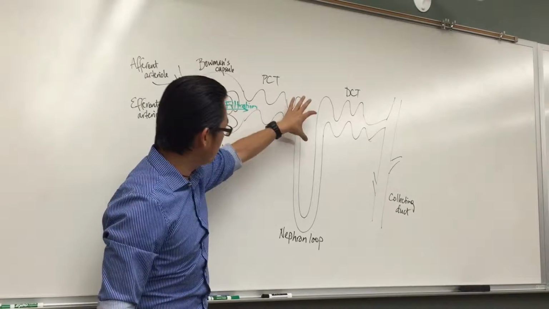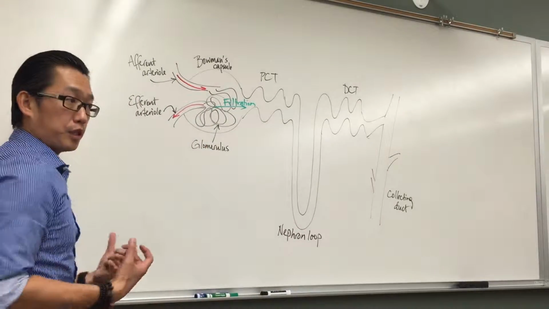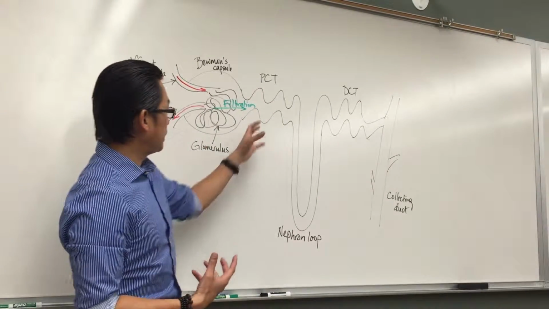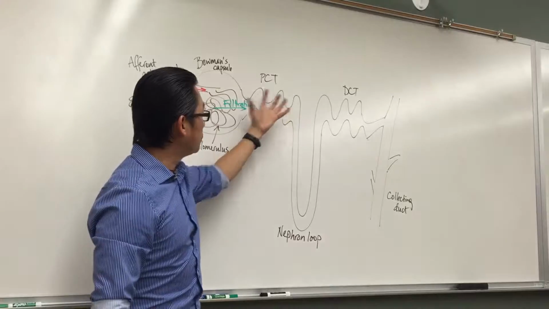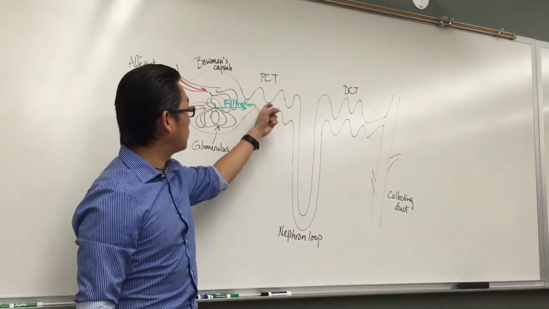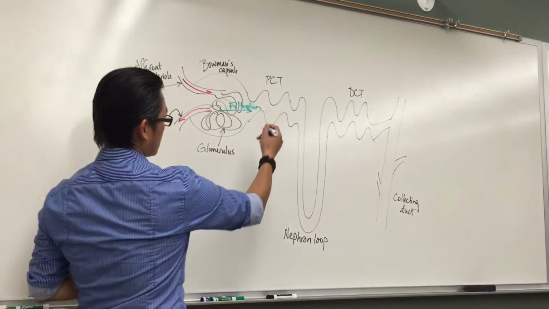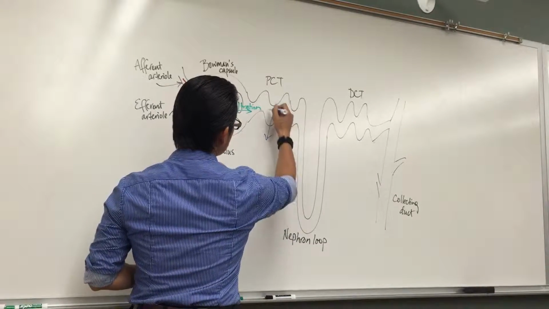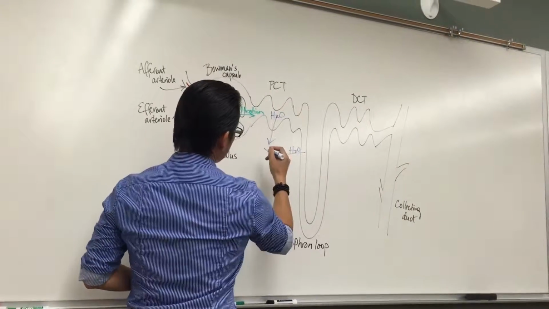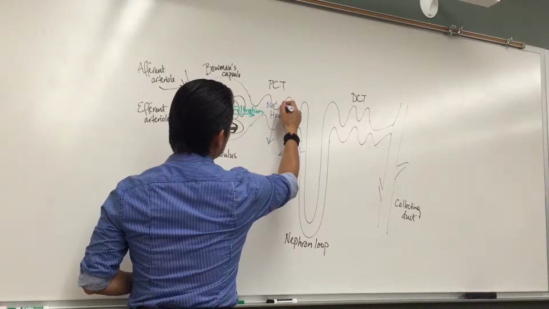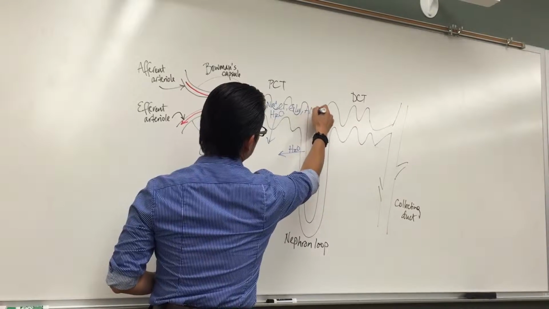In the proximal convoluted tubules and the descending part of the nephron loop, you have the majority of reabsorption taking place. The majority of the water, 85% of the water that is being filtered out from the glomerulus will be reabsorbed back into the blood at the proximal and the descending part of the nephron loop. So we're going to draw it this way, that way. You have water. Along with water, you also have sodium, you also have chloride, and you also have glucose and amino acids.